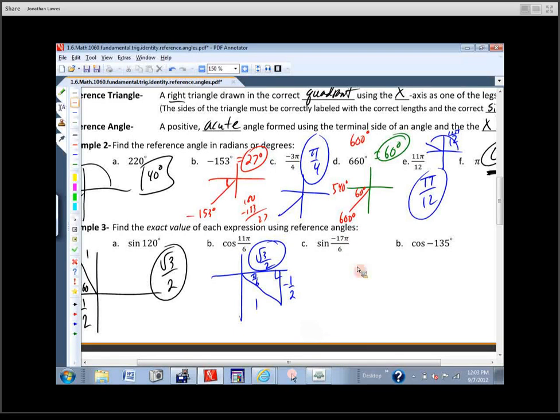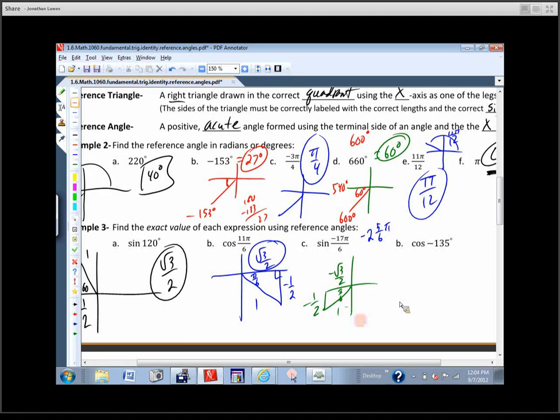Get a little uglier. Negative 17 pi over 6. Here's how I like to think of this. I like to think of this as negative 2 and 5/6 of a pi. So this is going to be negative 2 all the way around the circle in the negative direction, and a negative 5 pi over 6. So we're right here. Again, this little sliver right here is pi over 6. This is 1, this is negative radical 3 over 2, and this is negative 1/2.